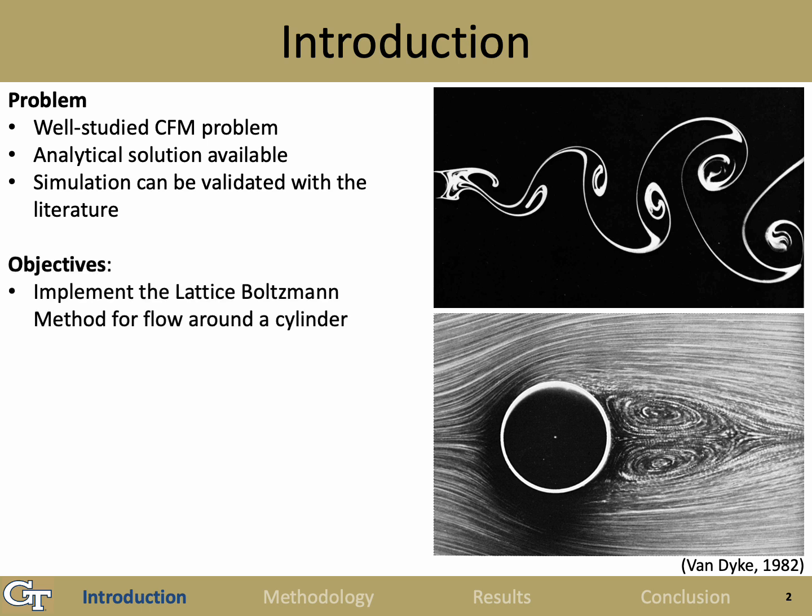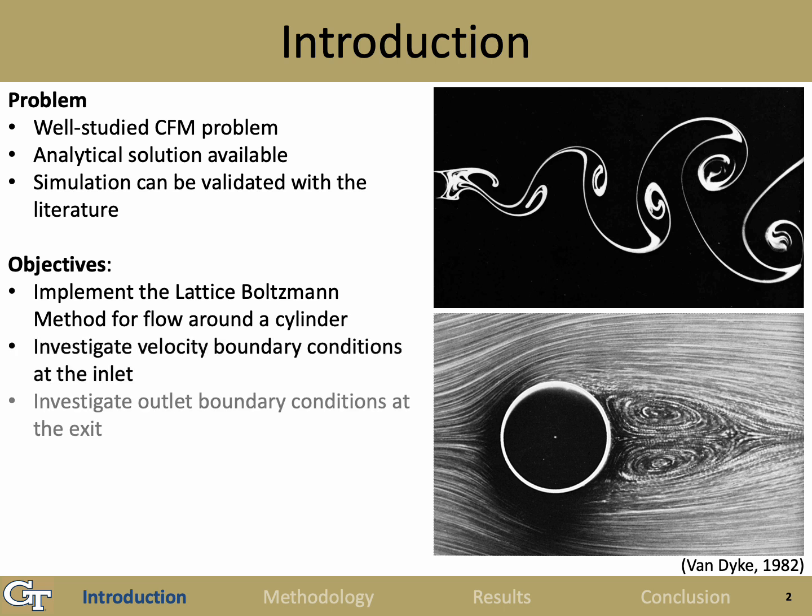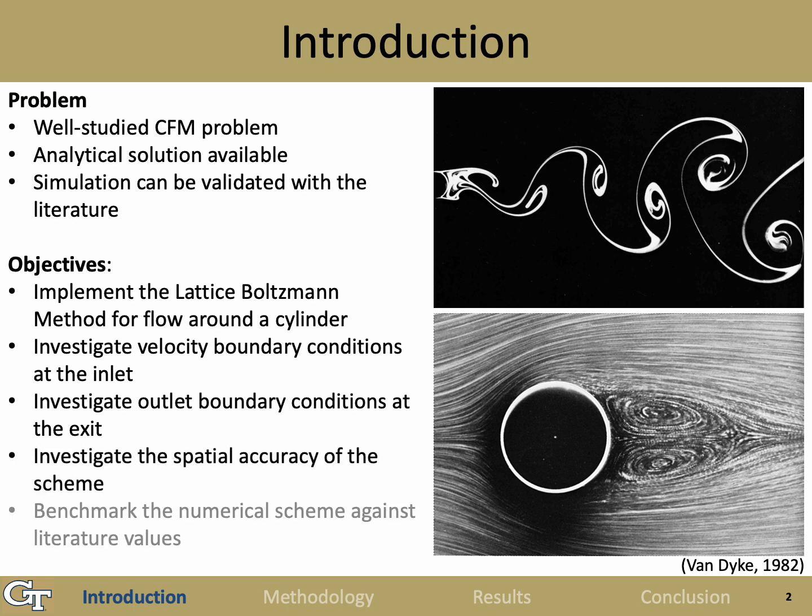The objectives of this study are to implement the lattice-Boltzmann method for flow around a cylinder, to investigate velocity boundary conditions at the inlet as well as the outflow boundary condition at the outlet, to investigate the spatial accuracy of the scheme employed, and to benchmark the numerical solution against values in the literature.